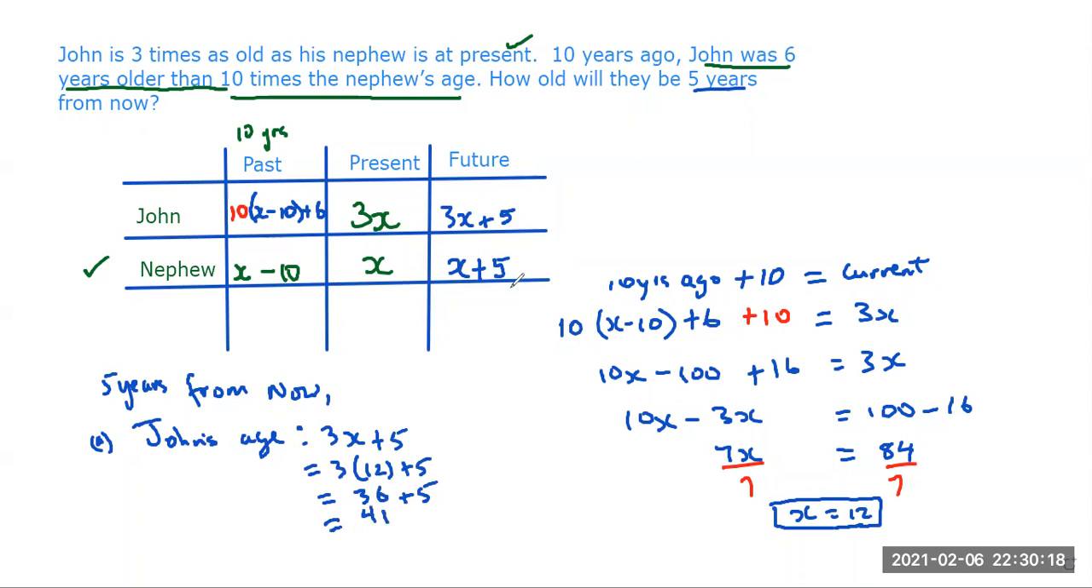So John's age 5 years from now will be 41. And what about the nephew's age? Well, that's the B portion. The nephew's age will be x plus 5, which is simply 12 plus 5, and that will be 17. So basically we got both of our answers, 41 and 17, respectively.